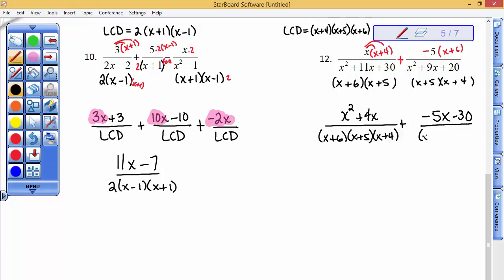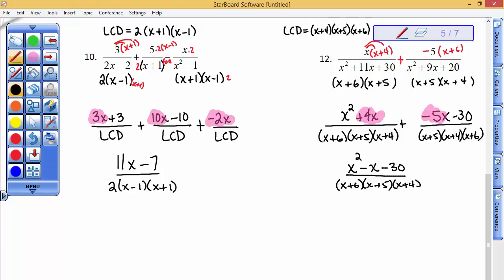And this now has, it had the x plus 5, it had the x plus 4, and now it has the x plus 6. So now I'm going to go ahead and combine the like terms here. It's the 4x and the minus 5x. So those two combine to be a minus x, but there's an x squared in the front, then a minus x, then a minus 30, over the x plus 6, the x plus 5, and the x plus 4.